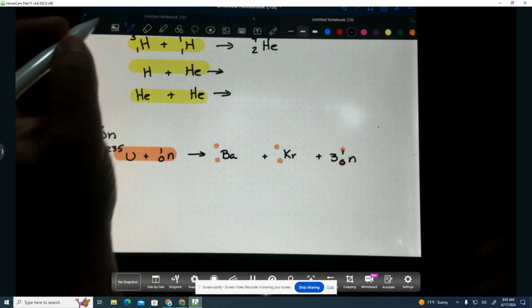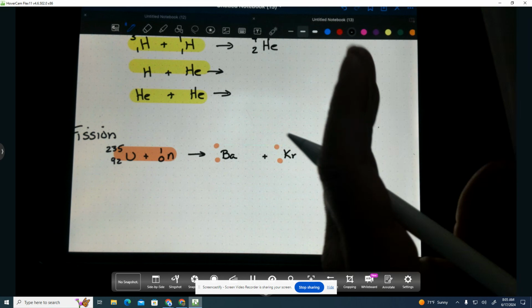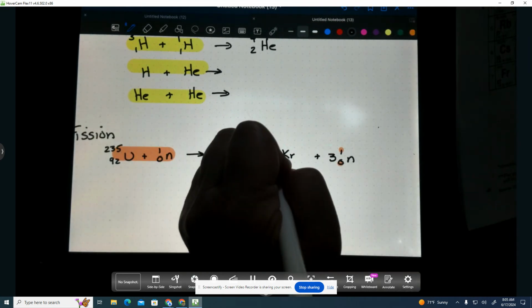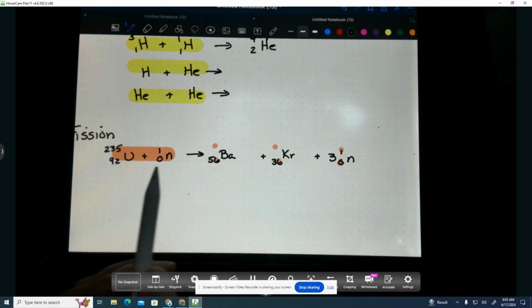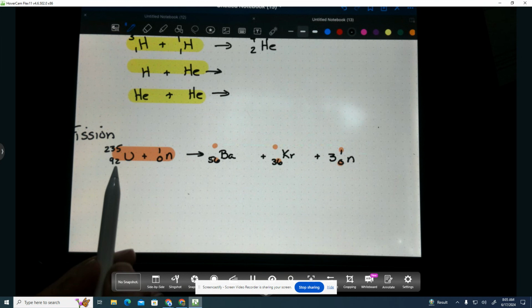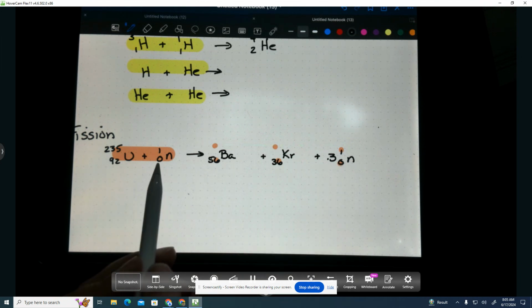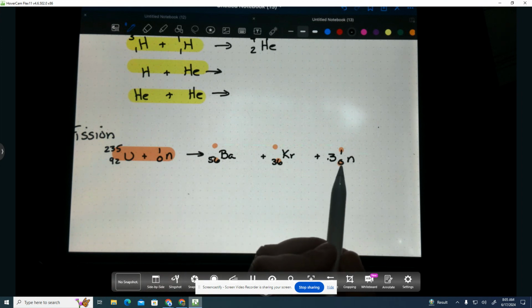The bottom numbers are going to be the atomic numbers. So I know uranium's 92. Barium, I think, is 56. I think I'd have this memorized after 30 years of doing this, but I don't remember. Let's see. Barium is 56, and krypton is 36. 56 and 36 add up to 92. There are 3 zeros here, so 92 plus 0 is 92. 56, 36, and 3 zeros is also 92.